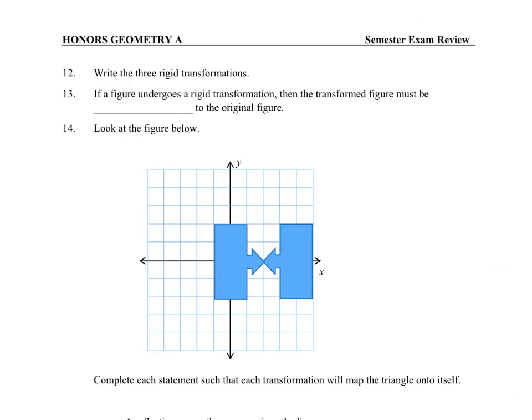For question 12, it asks for the 3 rigid transformations. And those are translation, reflection, and rotation.